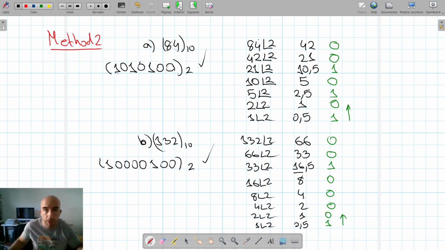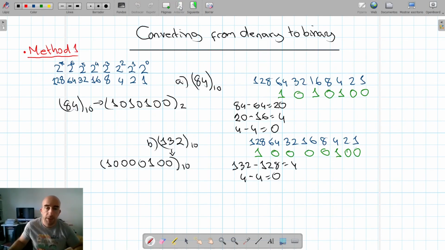Okay, so two methods to check. There are some more, but these ones are the easiest ones, and I hope you understand them. And you'll see that when we convert to other systems, we'll be using the same method with different bases.